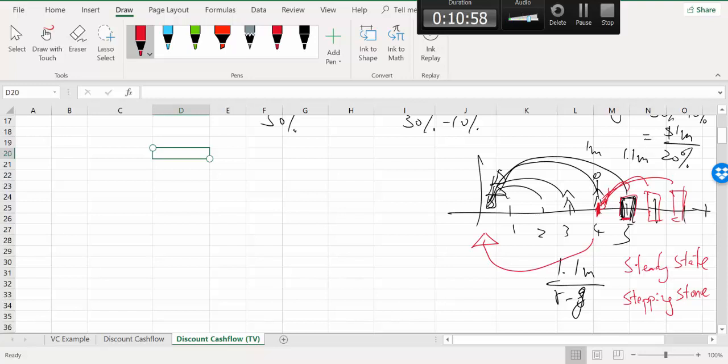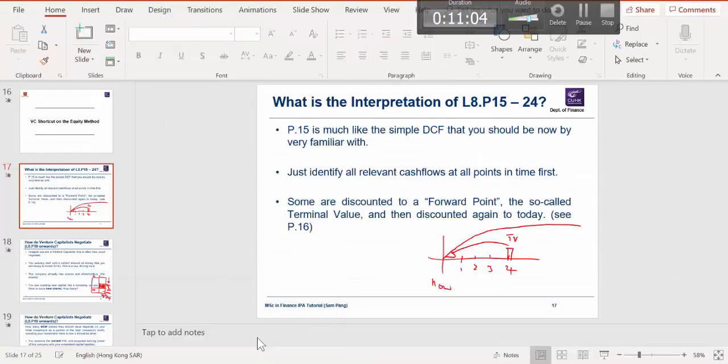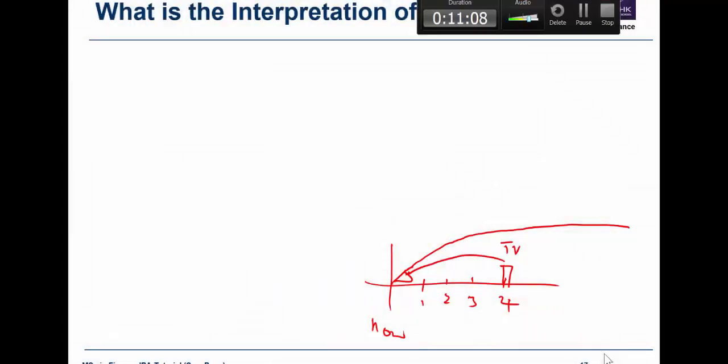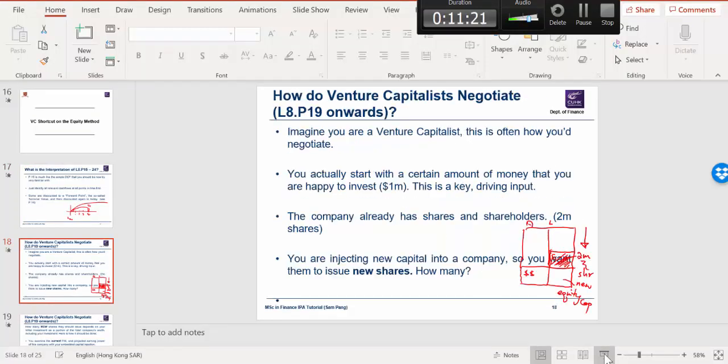What I do want to do this time is take it up from where we left off, which was if you have a venture capitalist company, and this is referring to lecture number 8 with Xin Ming from page 19 onwards. I'll just show you the page.